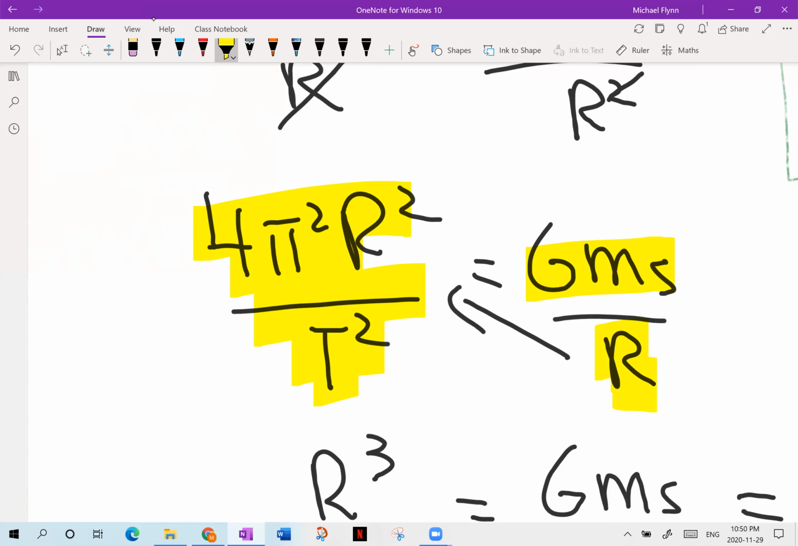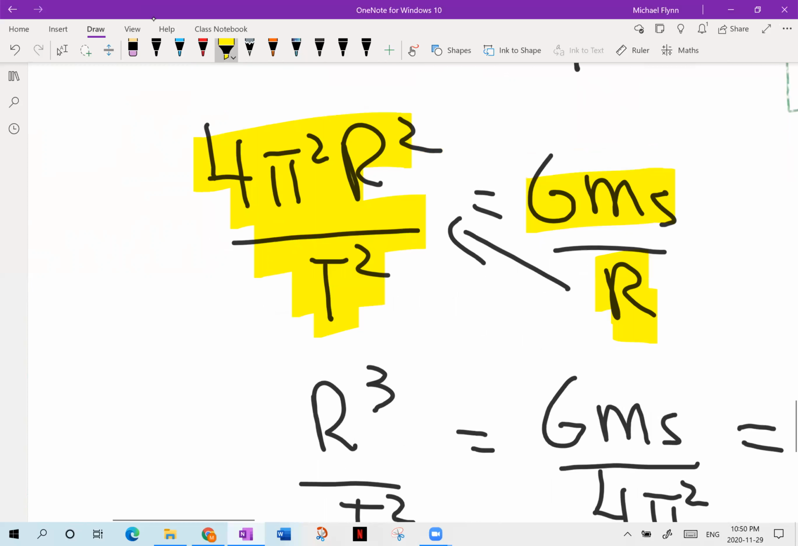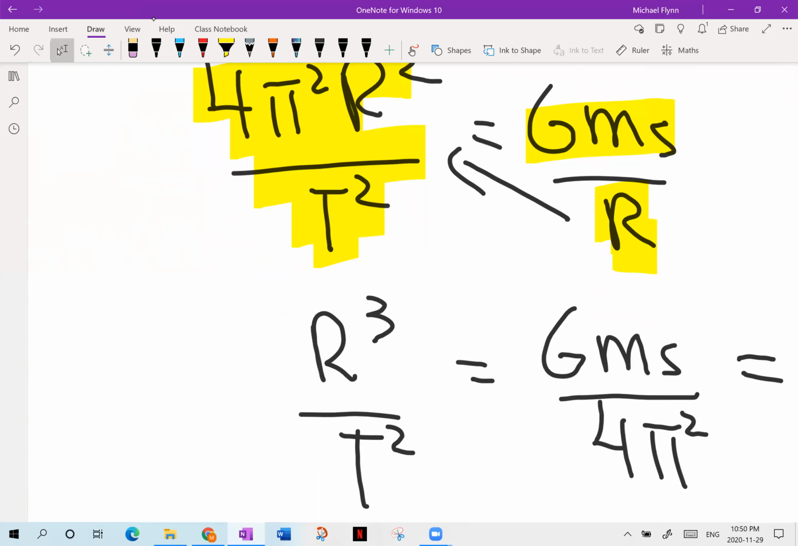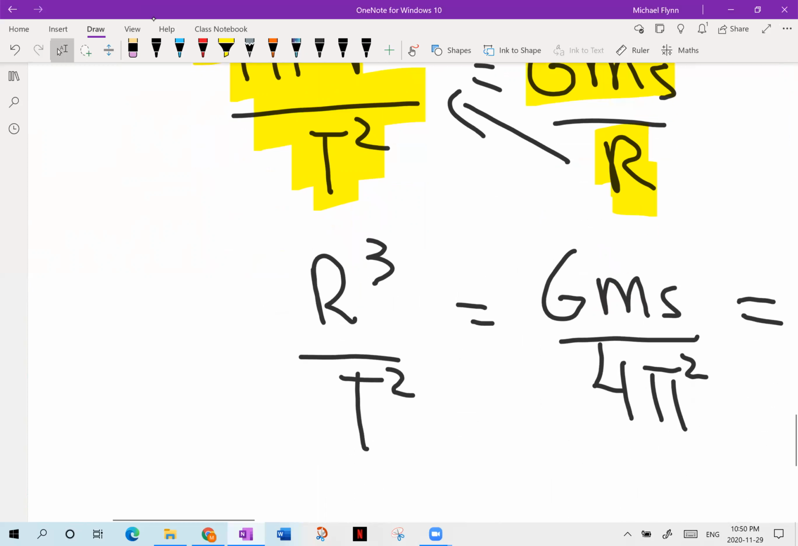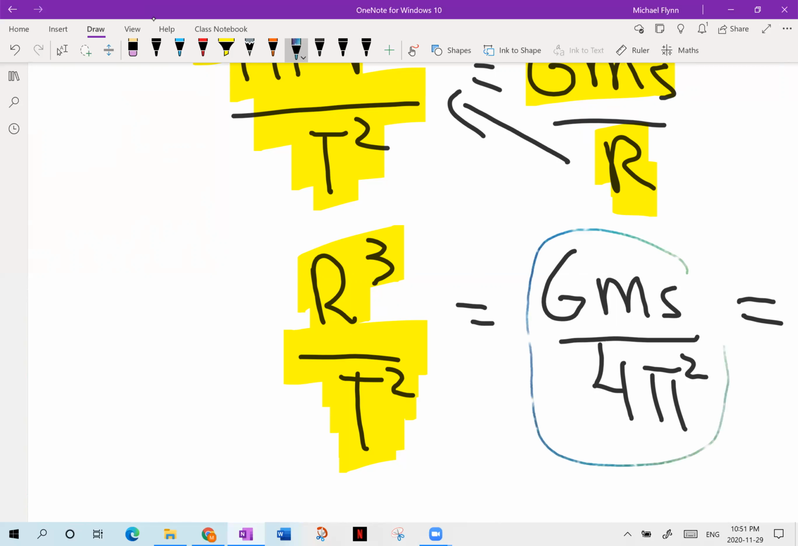Well, I'm going to cross multiply my r, and I'm going to put the 4 pi squared on the other side. Now, the reason why I'm doing that is because this looks like the left-hand side of Kepler's third law, r cubed over T squared, right? But you see why it's a constant. See, Newton was able to explain this better than Kepler. He still couldn't tell you why gravity is happening, but he knows why you get a constant. Anything that orbits the sun, this will be true.